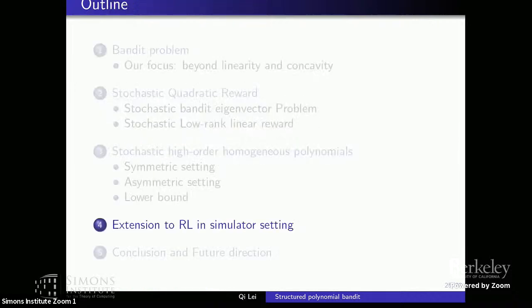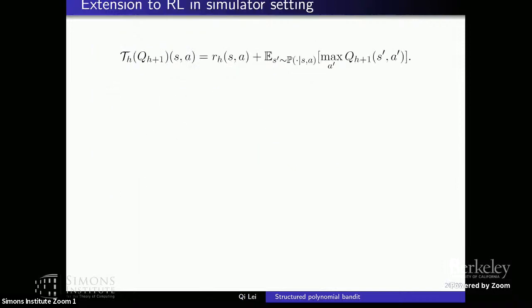We also want to mention that all the ideas can be extended to reinforcement learning in the simulator setting. Recall that the Bellman equation is like this. For reinforcement learning, we have a Q function for each state action pair. Based on the Q function, we can find the optimal policy, and that is our target. So if we learn the Q function, we learn what we want. And this is the Bellman equation.